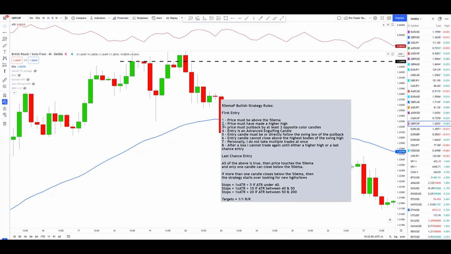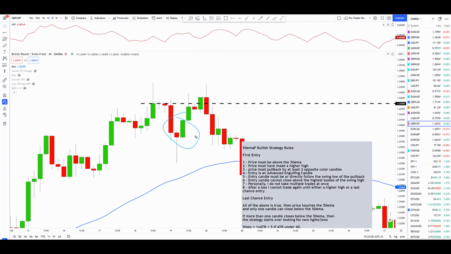enter this trade. Because all of these are met, the next things we're going to worry about are that I'm not going to be taking two different trades, and also the next thing we're going to talk about, which is the last chance entry. Since we're not worried about that right now, we have everything we need for another first entry right here on this candle. So let's go ahead and plot that up and talk about the stops and targets.